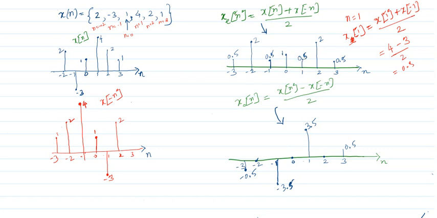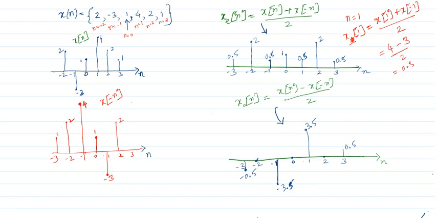Similarly, try for 2. At 2 it is 2. Here x of minus 2 is also 2. So 2 plus 2 is 4, and 4 divided by 2 is 2. At 3 it is 1. Here there is no signal at minus 3. So 1 plus 0 divided by 2 is 0.5. Similarly, fill in each value. Use this expression and you will get this.